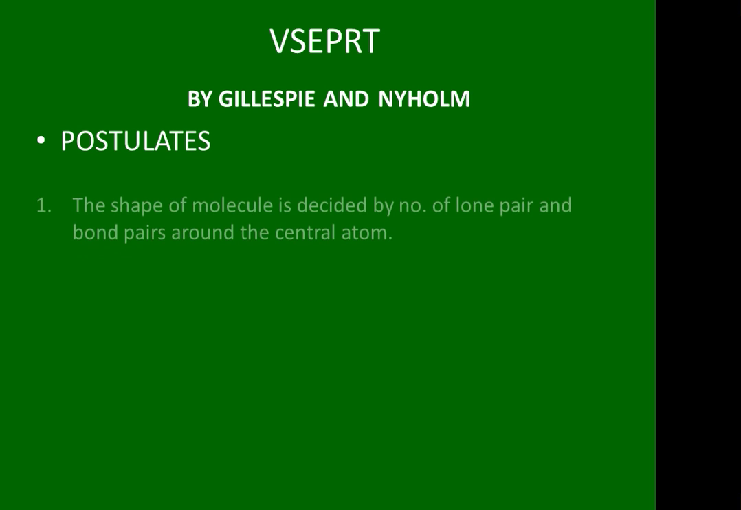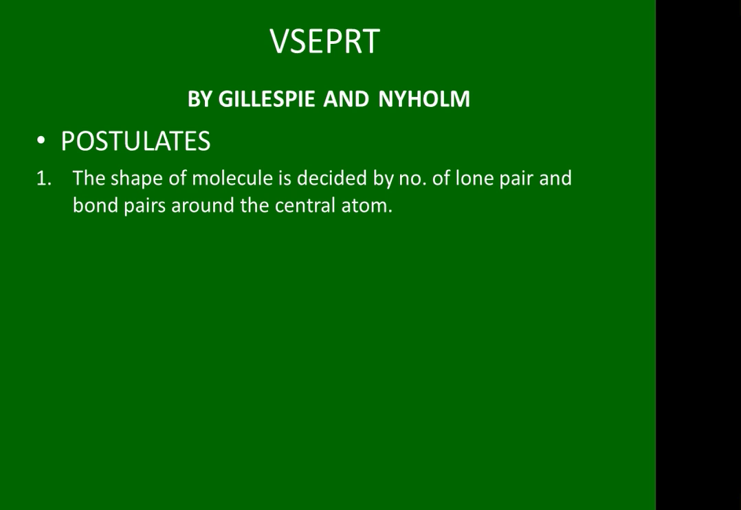That theory was first proposed by Powell and later reformulated by Gillespie and Nyholm. So basically, the credit for this theory goes to Gillespie and Nyholm. So what are the basic postulates of this theory? The shape of a molecule is decided by the number of lone pairs and bond pairs around the central atom.